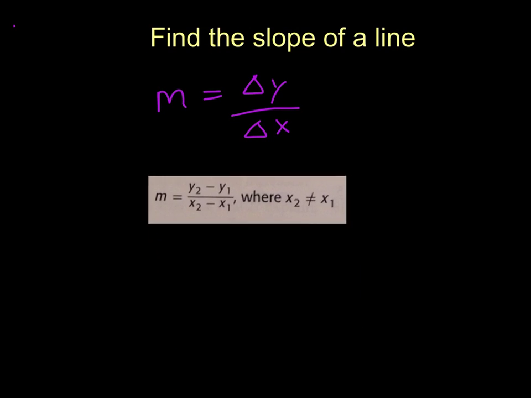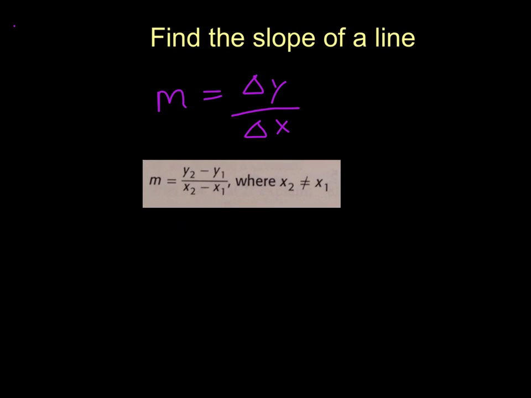Now another way to write that would be this way right here. So we have slope is equal to, if you took one of the y-coordinates and subtracted the other y-coordinate, and then subtracted one of the x-coordinates from the other x-coordinate, that would give you the change in y over the change in x. So either of these is a fine way to find slope.